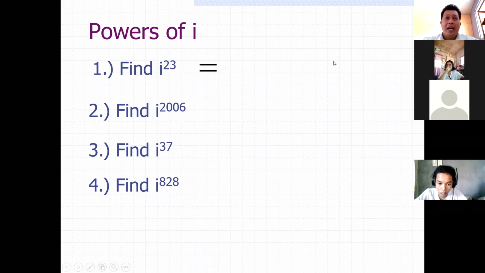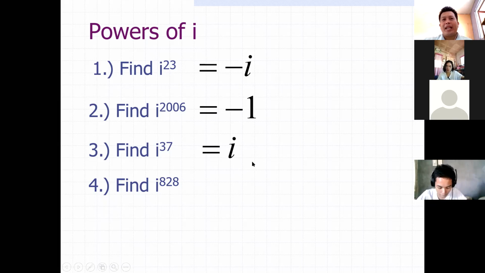So we have here i to the power of 23 with the remainder of 3. So the answer is negative i. Number 2 with the remainder of 2, the answer is negative 1. 37 divided by 4 has a remainder of 1, so the answer is i. And 828 is divisible by 4. There's no remainder, so the answer is 1. So that's the difference. And I think in your module, you can find this activity as well.